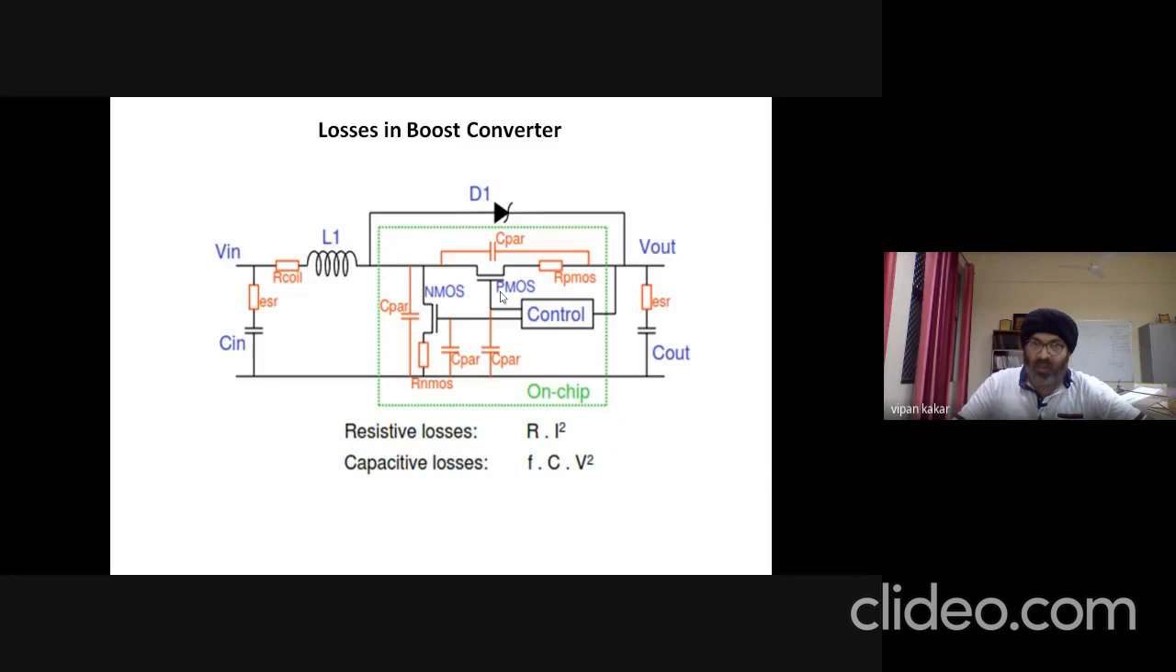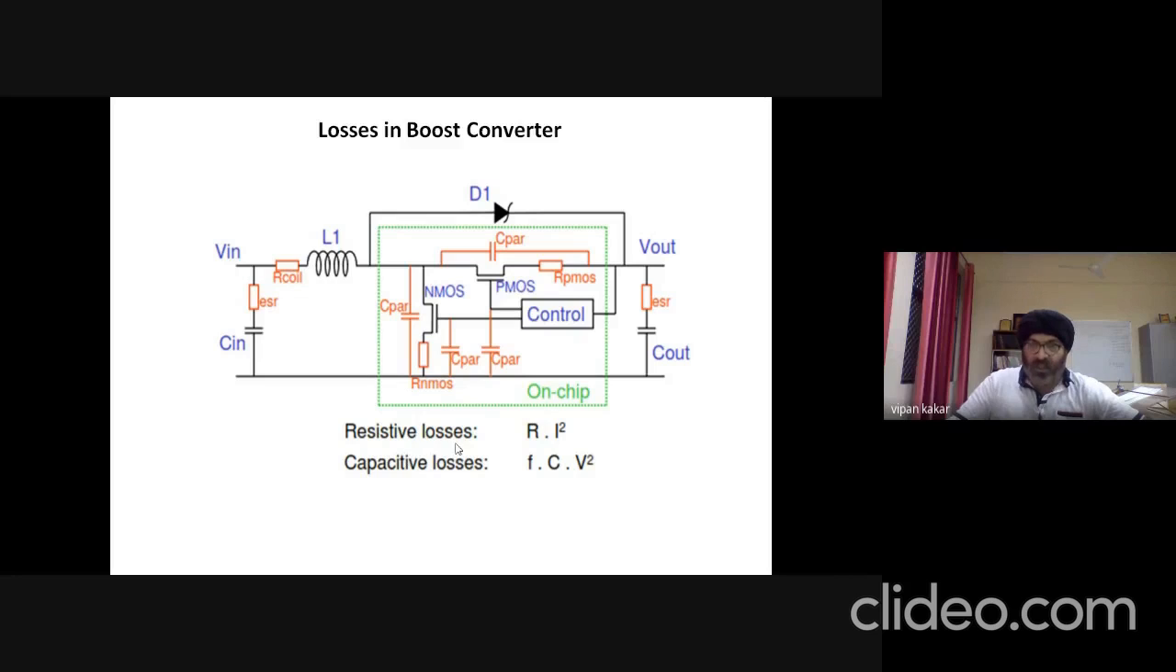All these, NMOS, PMOS, and including this controller, can be designed in VLSI on a single chip. That's the beauty of NMOS and PMOS. That's why in industry or for practical purposes, this PMOS is preferred compared to D1.